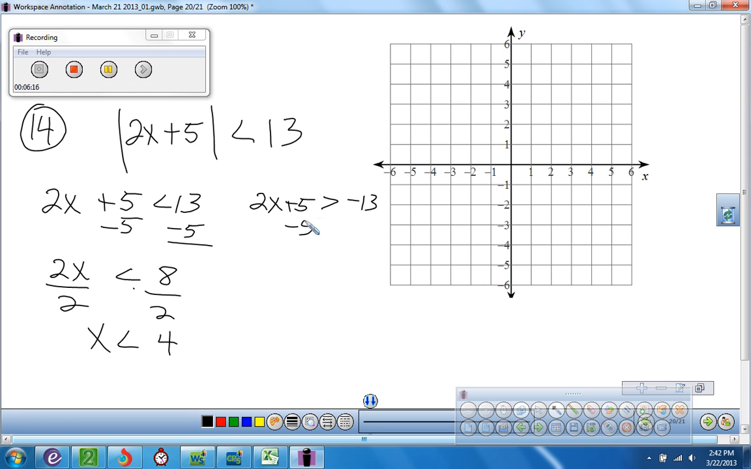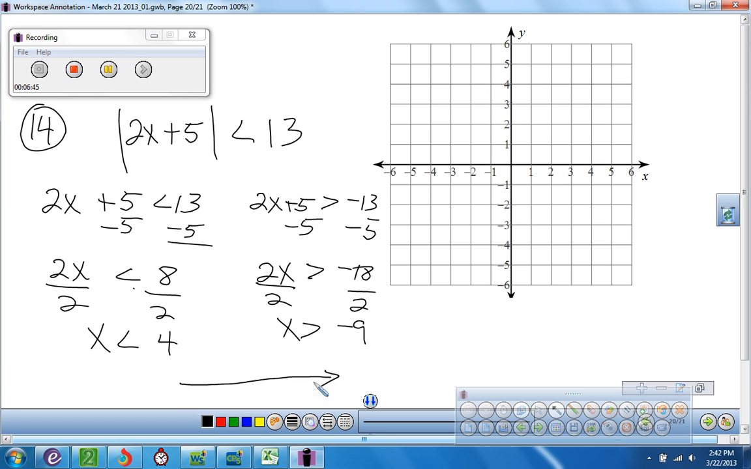Here we'll subtract 5. We'll get negative 18. So we get 2x is greater than negative 18. Divide both sides by 2. So we get x is greater than negative 9. Okay, so for this one, it's going to be x is less than 4 and x is greater than negative 9, so x is between negative 9 and 4.